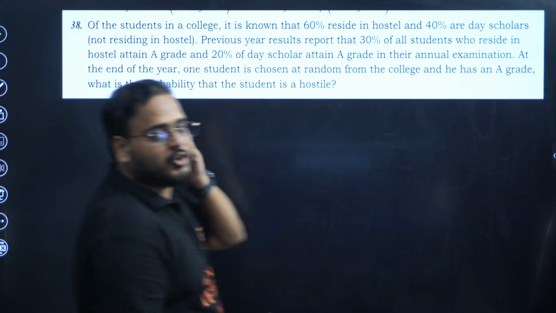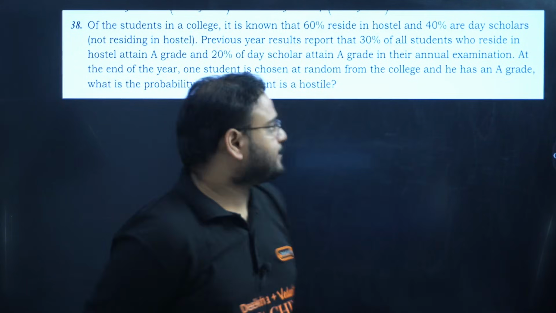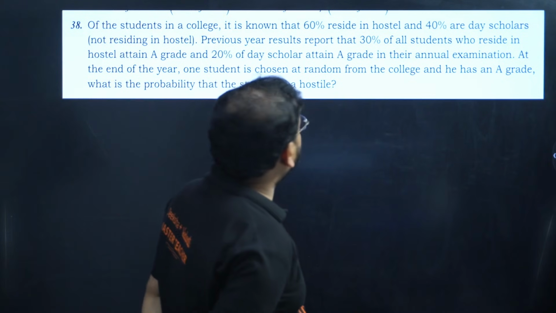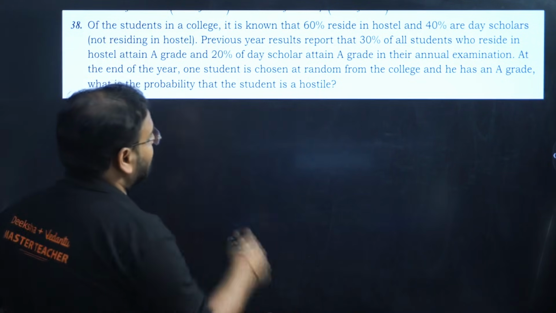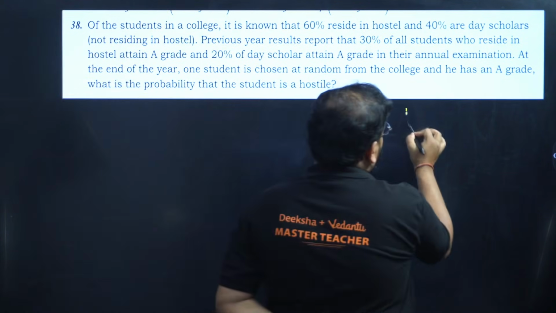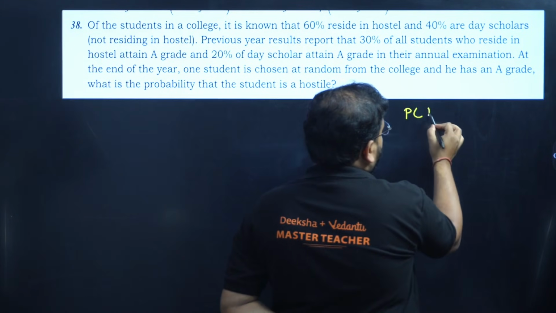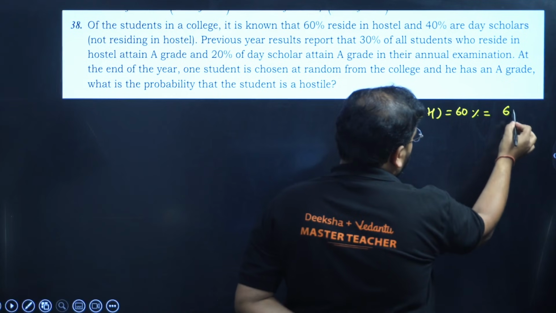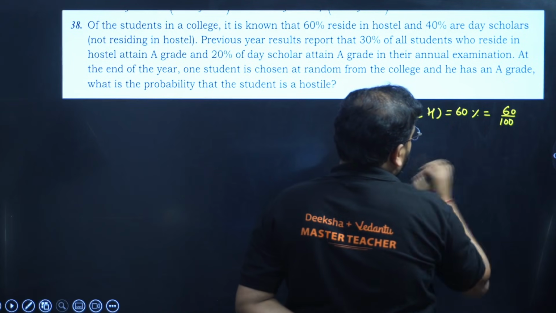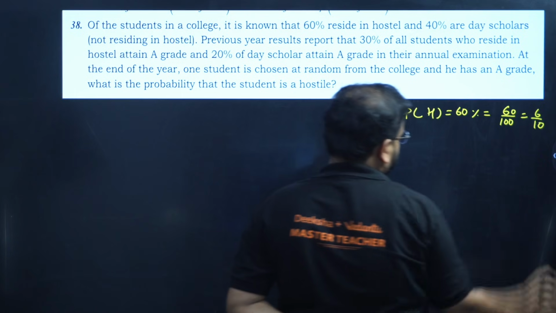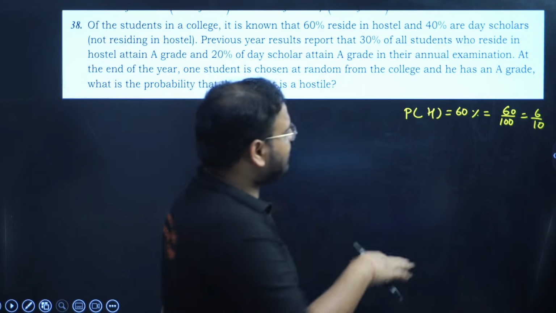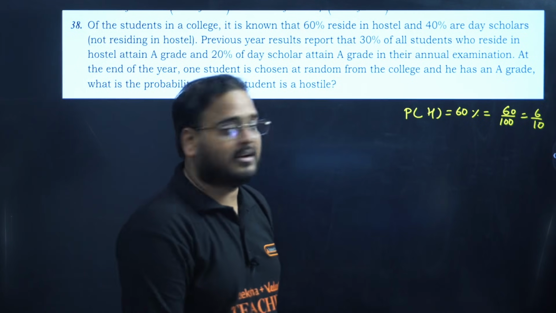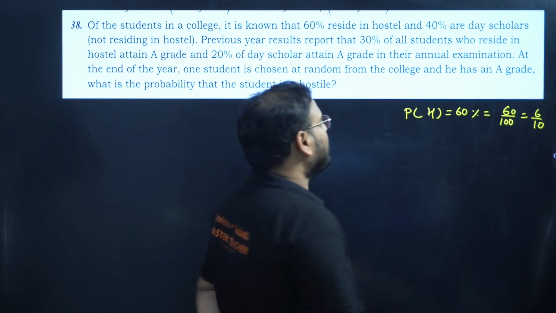Question 38, on Bayes theorem, probability for 3 marks. Of the students in a college, it is known that 60% reside in hostel and 40% are day scholars. So if you pick a student at random, the chance of him being a hostler will be what? 60%. That becomes 60 by 100, which becomes 6 by 10. Although I will not keep it as 3 by 5. Let's keep it as 6 by 10. 10 is a simplified denominator, easy to work with. 6 by 10 is the value of P of H.